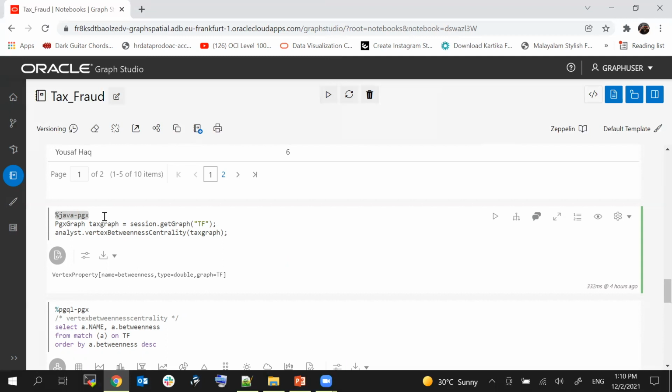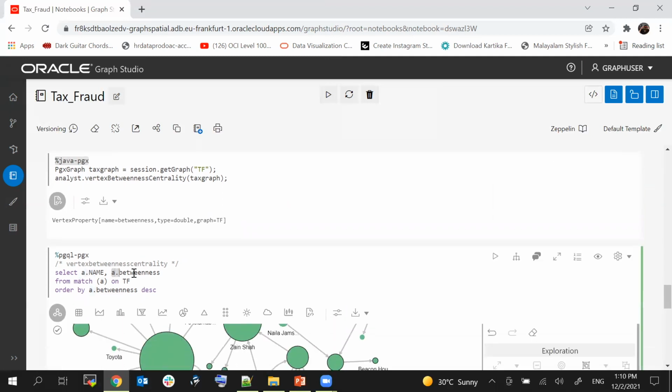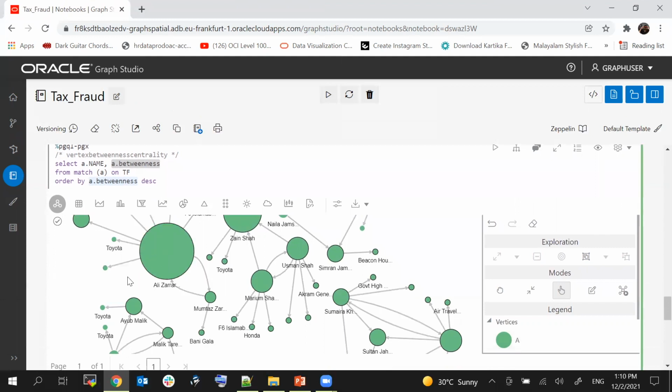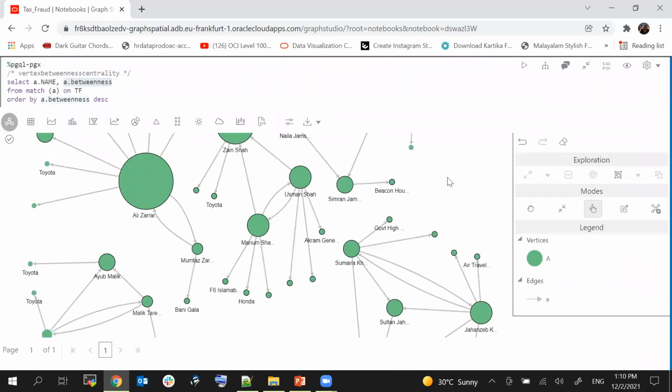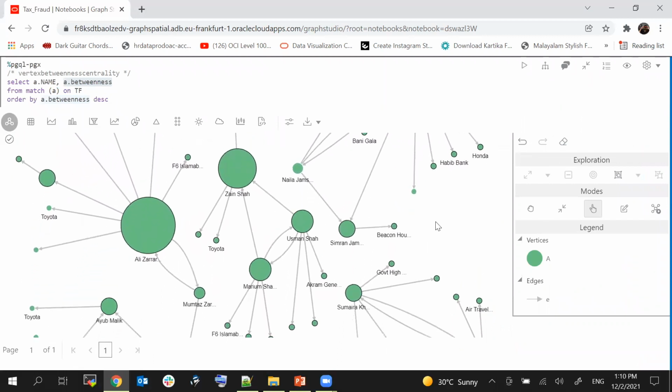So once we execute the algorithm, we can use that particular executed algorithm variable to write a PGQL query and then frame the communities. So let's say, for example, we take a look at this particular graph generated. Within the Graph Studio, I can click on expand here, which expands that particular graph in full screen.